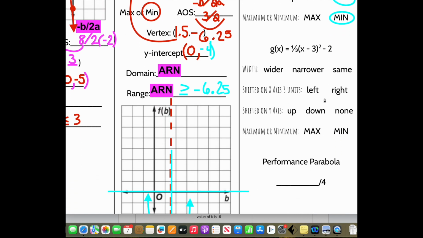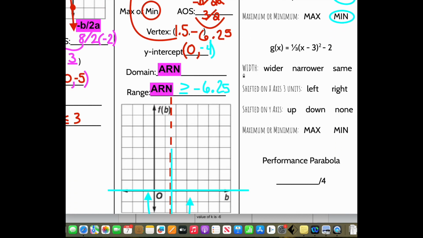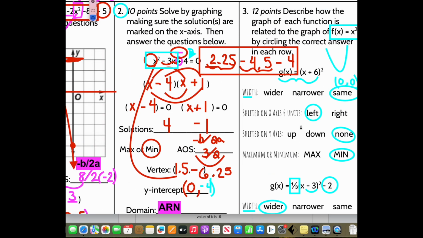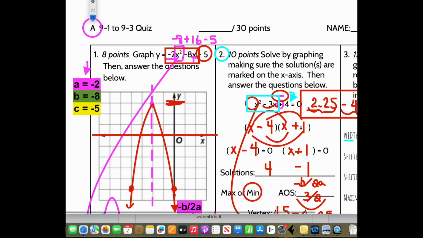For this next equation, we have a width that's going to be wider because our a value is between 0 and 1, making it a little bit wider than our parent function. It's going to be shifted 3 units to the right on the x-axis. And on the y-axis, it's going to be shifted down 2 units. Since that a value is positive, it's going to be a parabola that looks like this, which is a minimum. Hopefully that helps you understand what you're going to be assessed on.